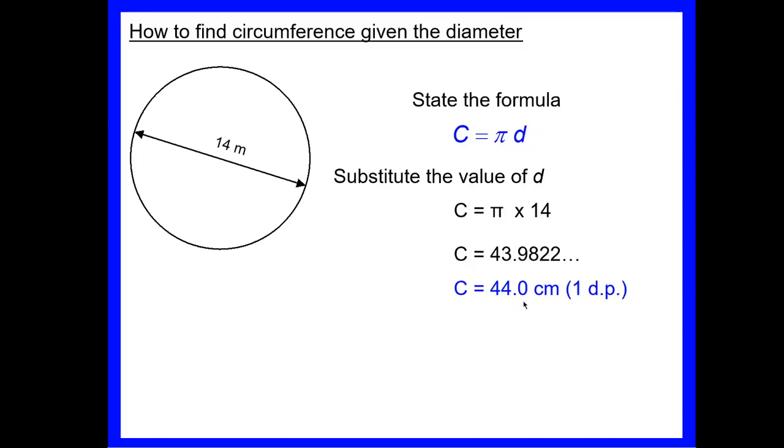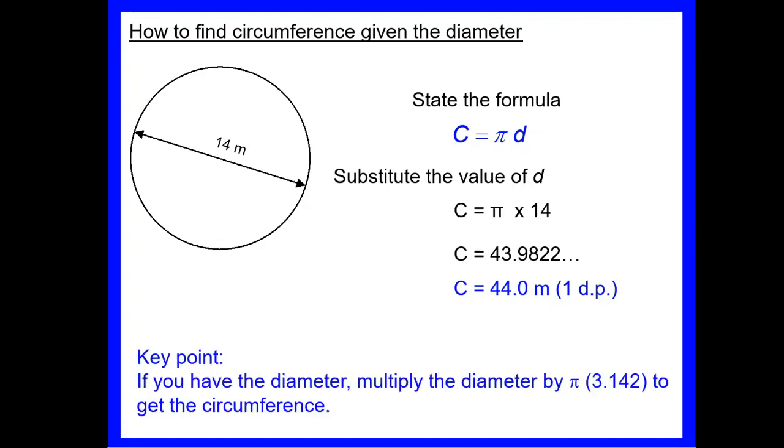which comes to 44.0, and our unit there should be meters. Okay, so 44.0 meters it should read, because our units here are in meters and it's a length, so our single unit of meters. Okay, so our key point then so far is that if we have the diameter, we multiply the diameter by pi, or 3.142 if we don't have a pi button, to get the circumference.